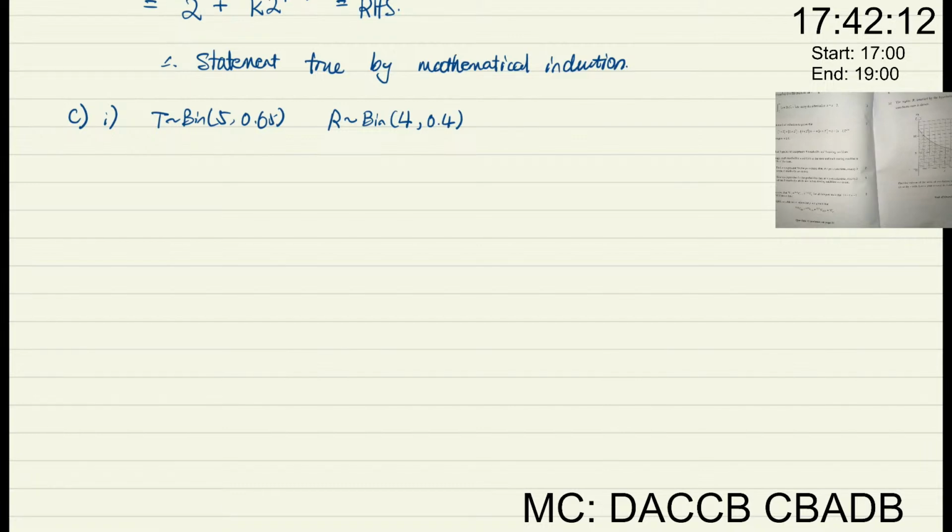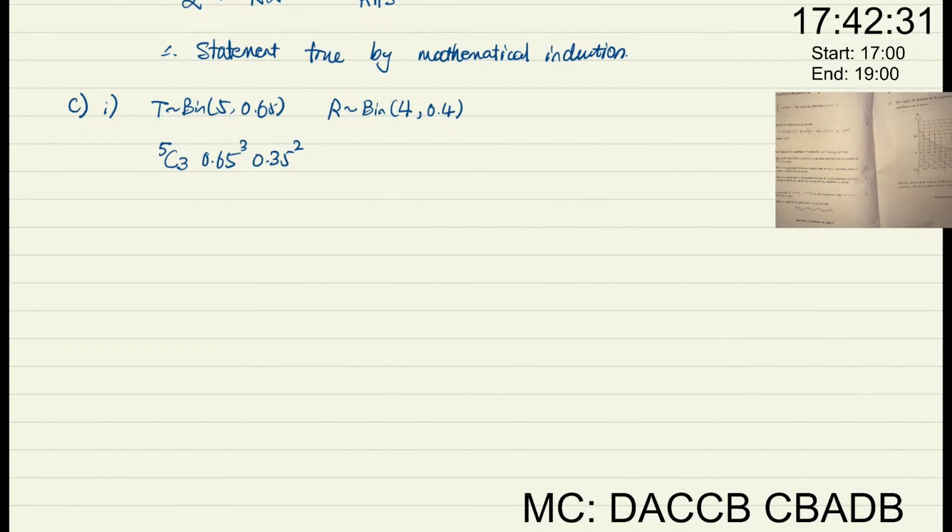3 of the 5 treadmills in use. They didn't even care about the rowing machines. Poor rowing machines. So that's 5 choose 3, 0.65 to the 3, 0.35 squared. And because it says find an expression, I don't think they want you to evaluate this, so that'll be enough.